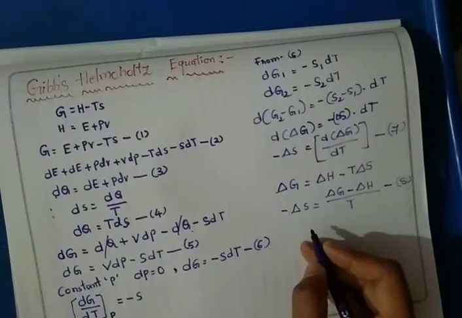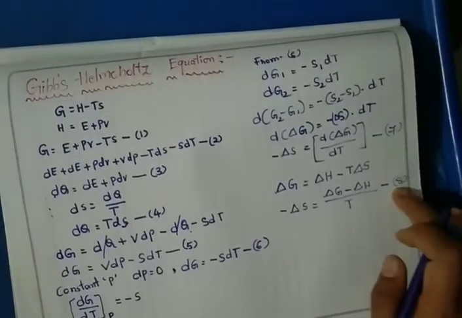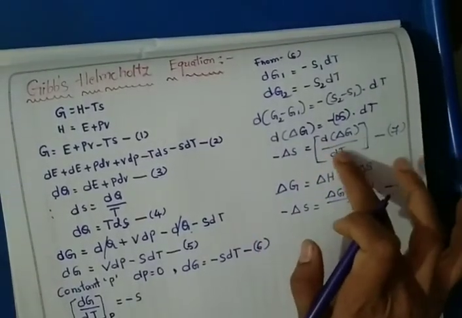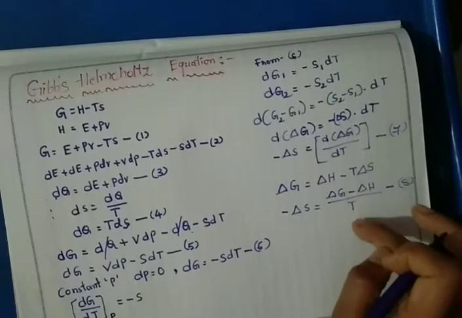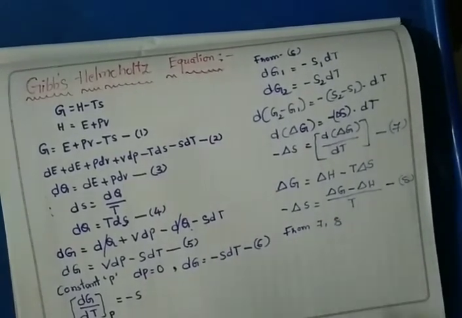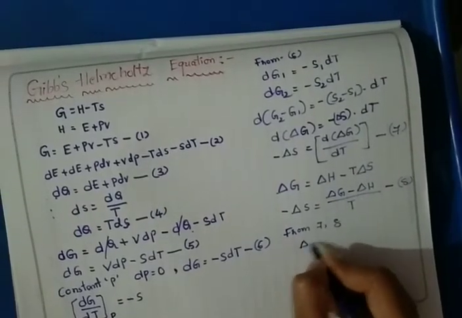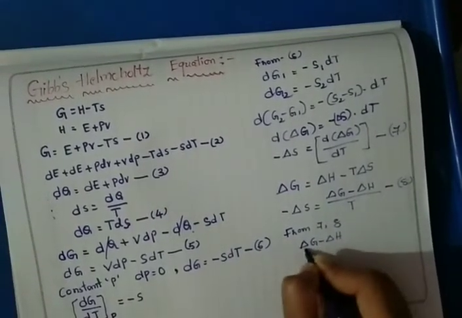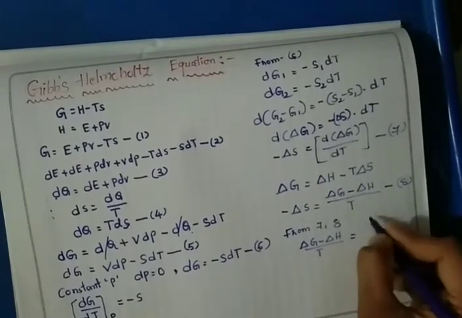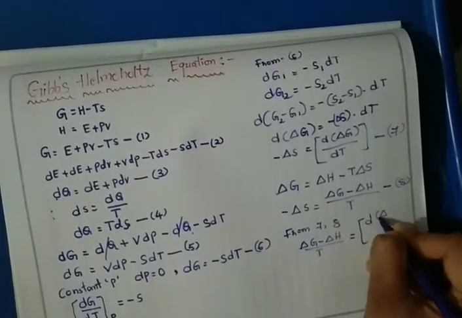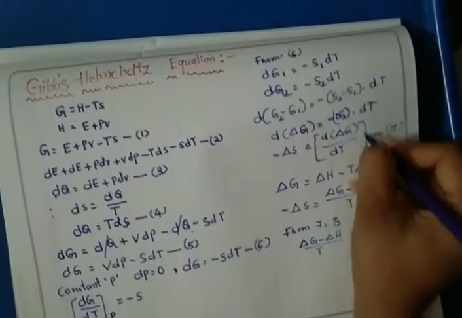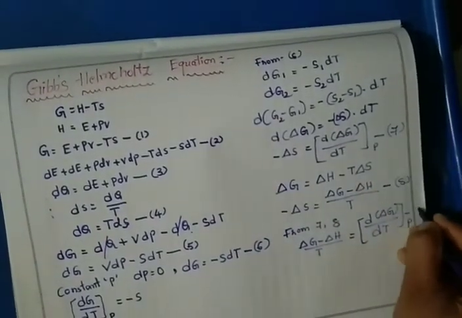Now according to the 7th and 8th equations, minus delta S is the same in both. So delta G minus delta H by T is equal to the bracket d delta G by dT, at constant P. So this is equation number 9.